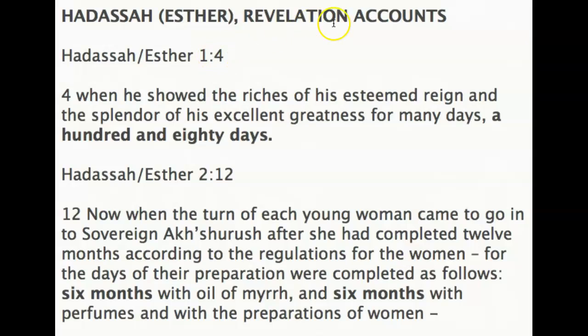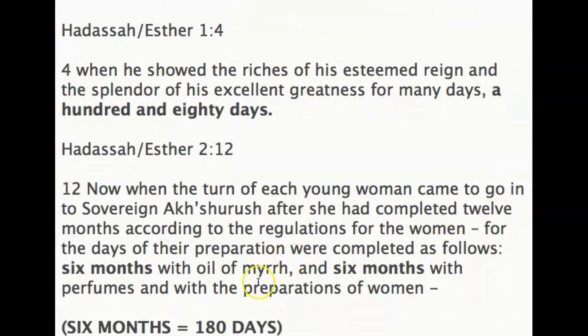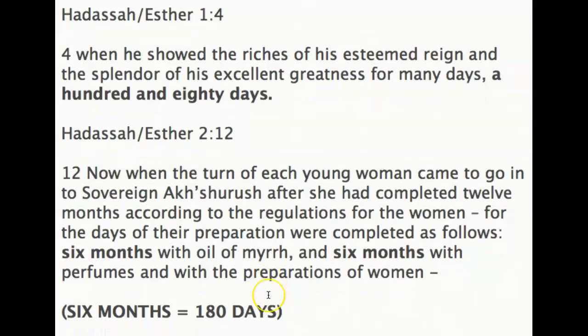Here we are in the Esther and Revelation accounts here in Hadassah, Esther chapter 1, verse 4, where it says, when he showed the riches of his esteemed reign and the splendor of his excellent greatness for many days, 180 days. Hadassah Esther 2:12 says, now when the turn of each young woman came to go in to the sovereign Achshverosh, after she had completed 12 months, according to the regulations for the women, for the days of the preparation were completed as follows: 6 months with oil of myrrh, and 6 months with perfumes and with the preparations of women. Well, according to this, 6 months is 180 days.